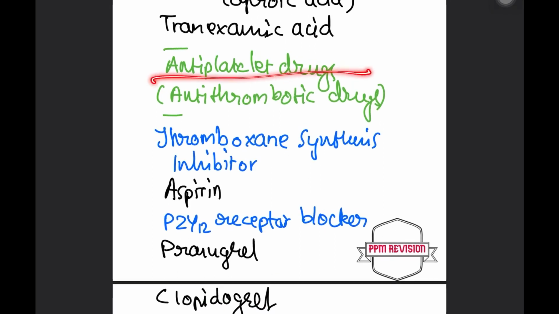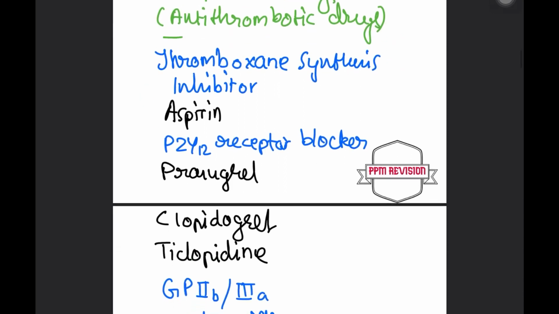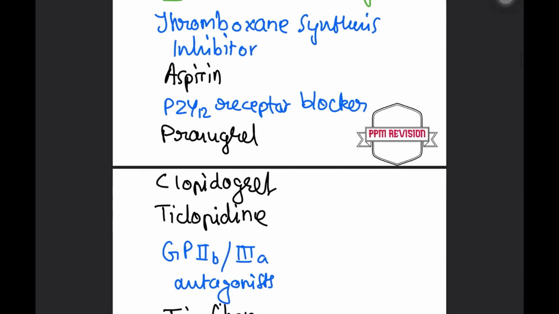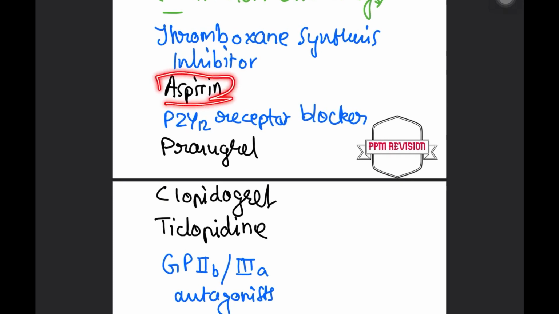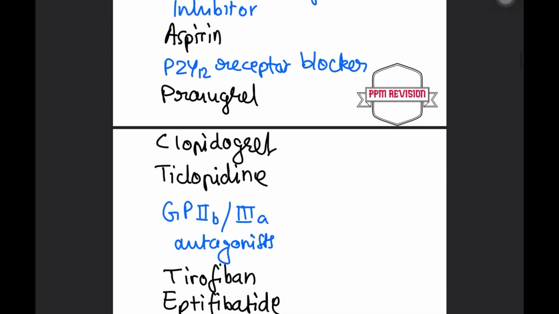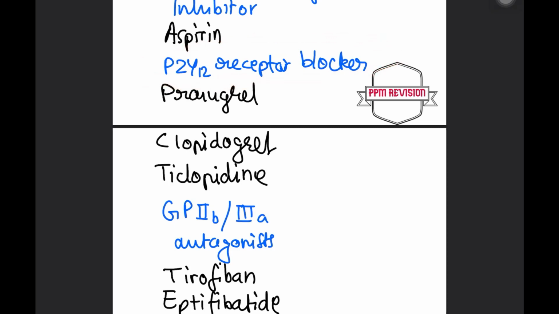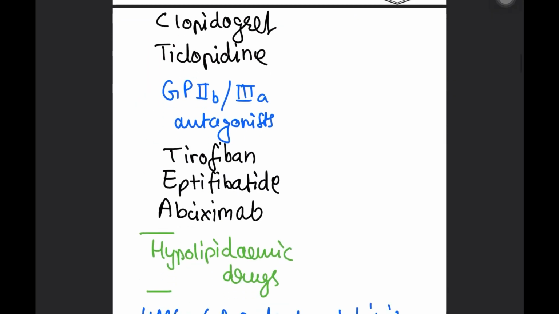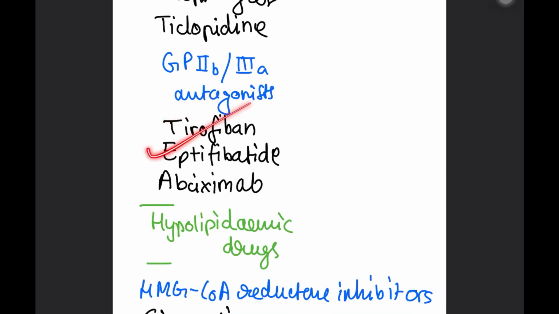Then moving on to antiplatelet drugs or antithrombotic drugs. There's thromboxane synthesis inhibitor, that is aspirin. Very important, aspirin comes under thromboxane synthesis inhibitor, which is nothing but under antiplatelet drugs. And then talking about P2Y12 receptor blockers, there is prasugrel, clopidogrel, and ticlopidine. Then talking about GP IIb/IIIa antagonists, there is tirofiban, eptifibatide, and abciximab.